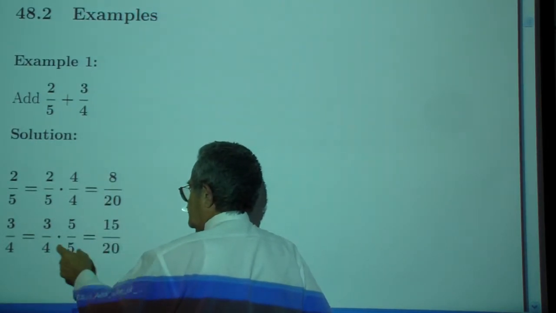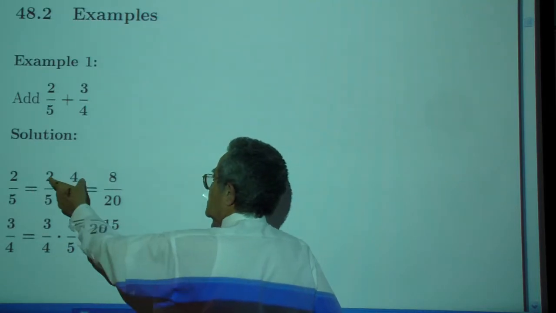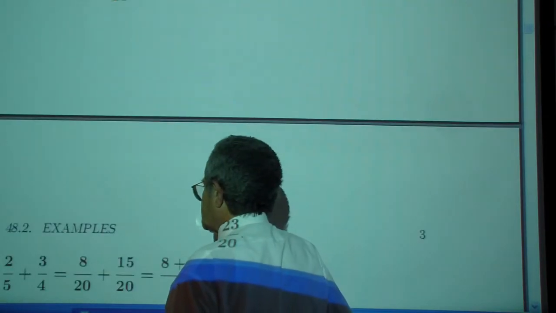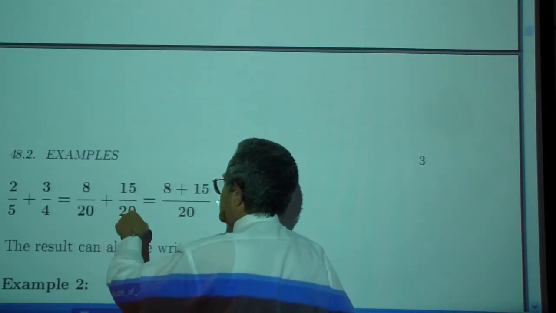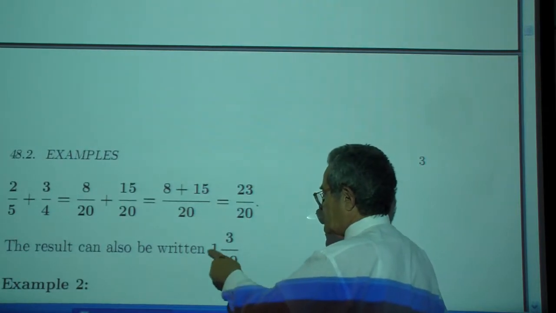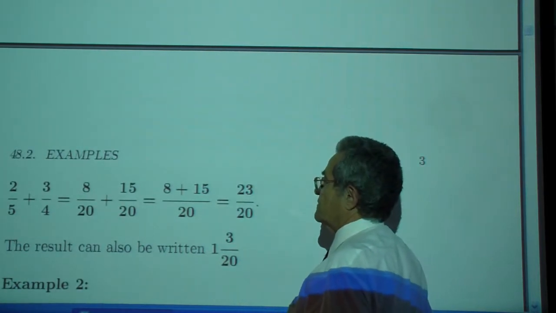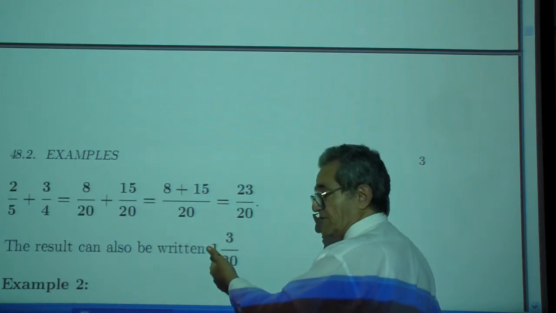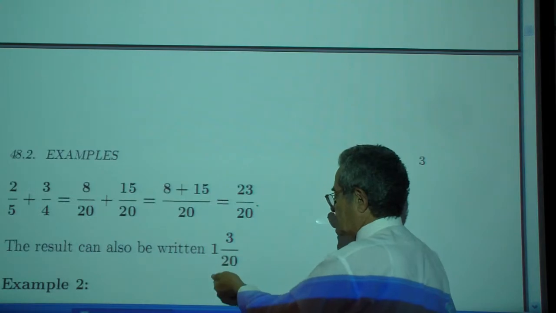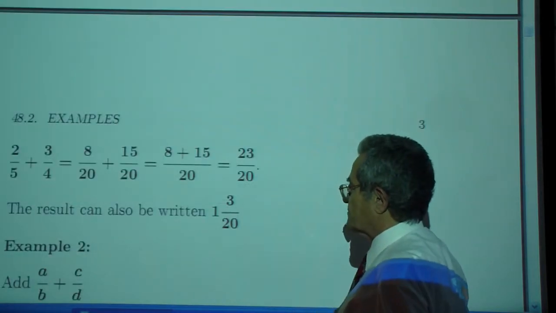The denominator is 20. The denominator is 20. Numerator 8, numerator 15. Add the two. You get 8/20 plus 15/20, which is 23/20, which you could have written as 1 and 3/20. No need to do that. Okay? If you start with mixed numbers, then put your answer in the form of a mixed number.